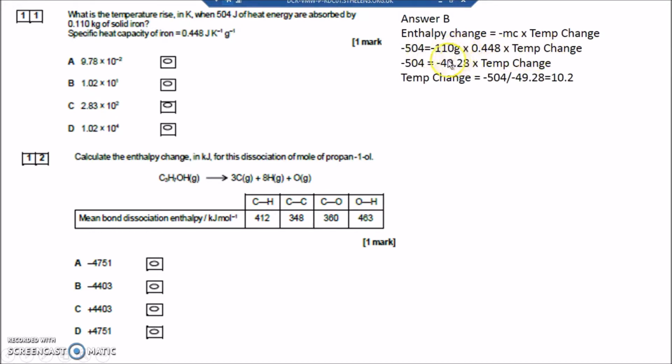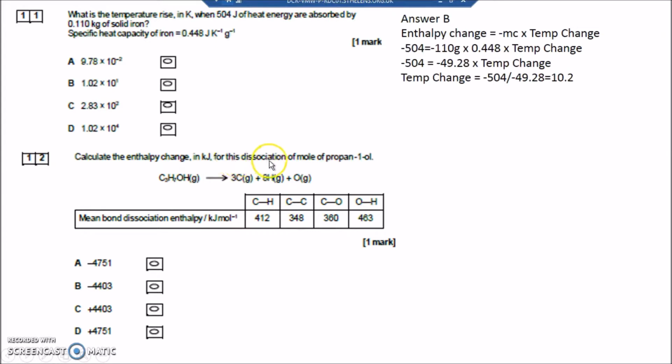I'm going to multiply these two out now, so minus 504 equals minus 49.28 times temperature change. So temperature change is minus 504 divided by 49.28, which is 10.2. 10.2 is 1.02 times 10 to the power of 1, so the answer is B.